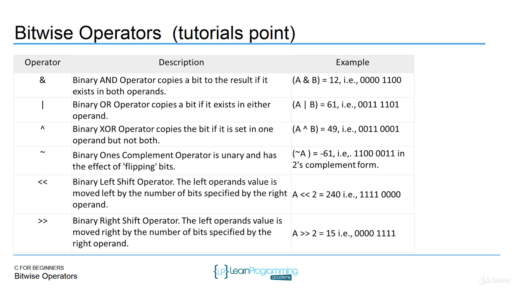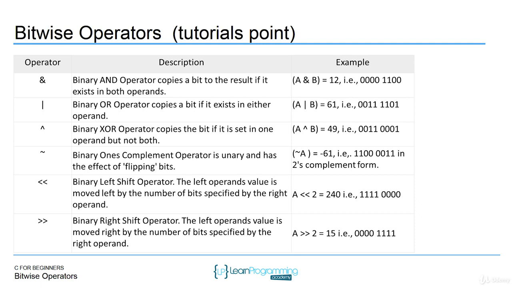Binary ones complement. Again, we're getting the binary data here because we're talking about bits. The ones complement operator is unary and has the effect of flipping the bits, basically just negating them. An example here was if you say tilde A, you're applying the ones complement operator. And if it's equal to negative 61, it will be 1100001, right? If you were to actually convert that binary number to decimal, it's a negative number, and the first bit is the sign. So 1 tells you that it's a sign, and then you say 1, 2, 4, 8, 16, 33, and then 61. So that's how it would be represented.